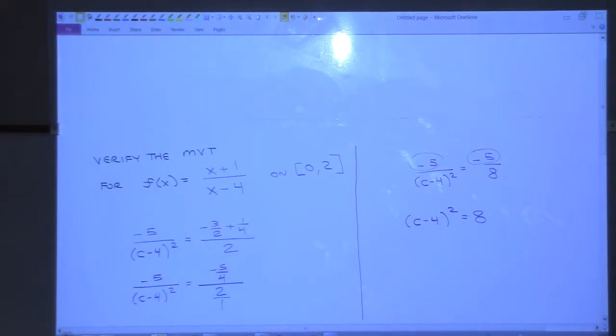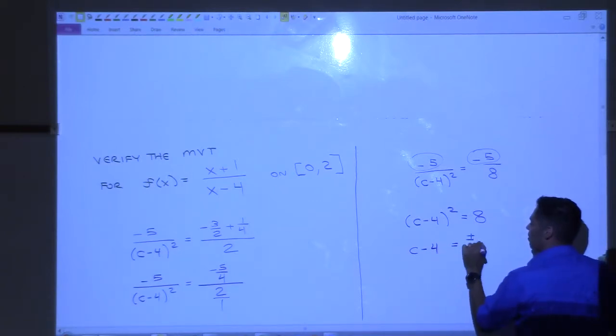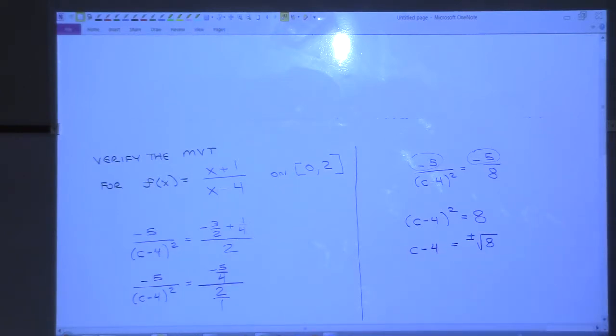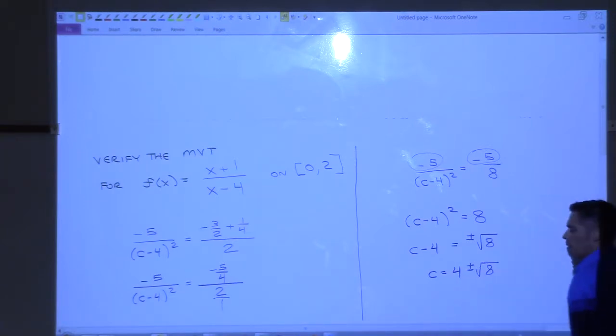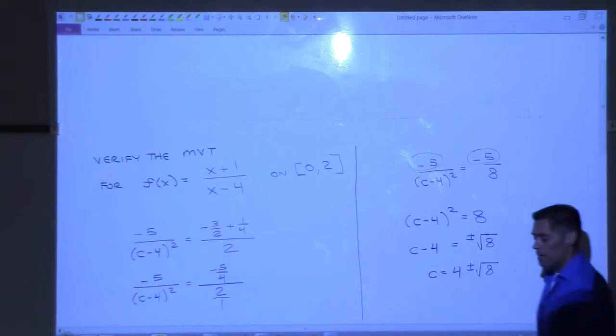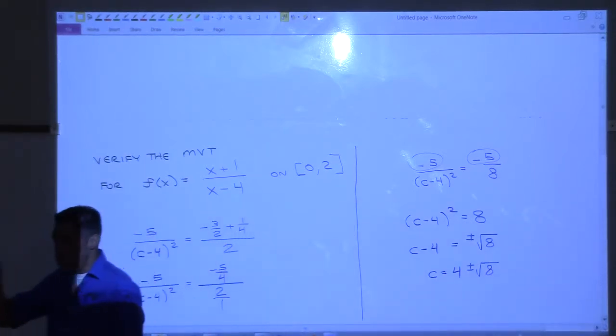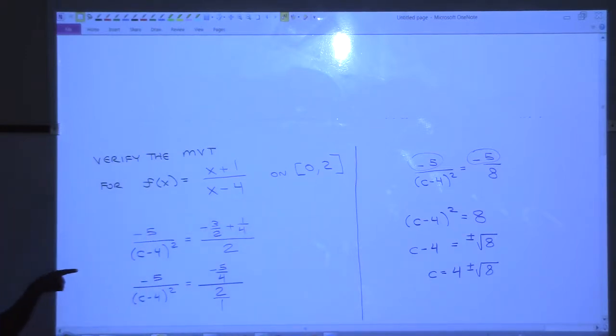I could take the square root on both sides right now. When I do square root, I have to do plus or minus root 8. And the last step to get c by itself, add 4 to both sides. All right. Looks like we have 2 answers: 4 plus root 8 and 4 minus root 8. The mean value theorem says we have to have at least one answer in this interval, right? One of those, I believe, is not in the interval, right? If you do 4 plus root 8, you're going to be outside the interval. What's 4 minus root 8?